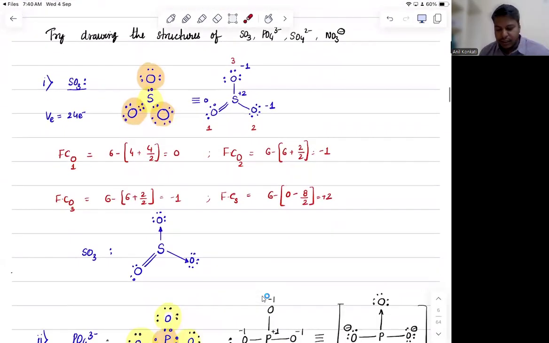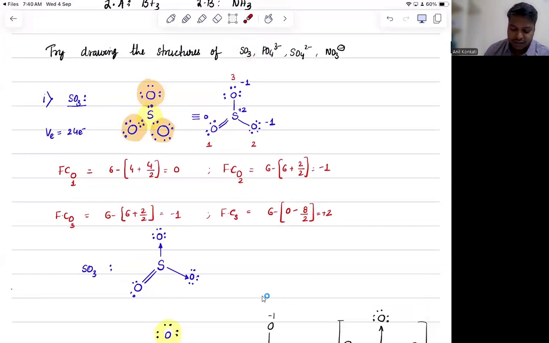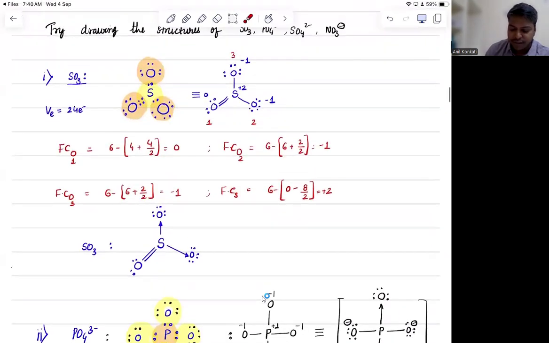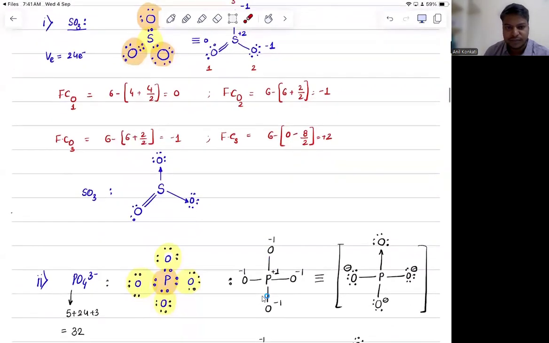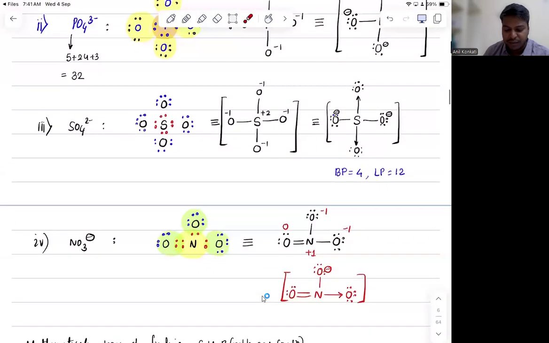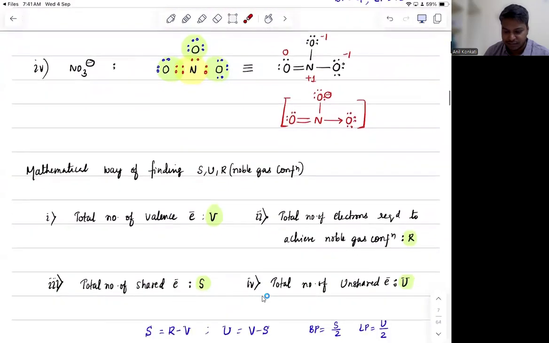Next, writing all the structures, SO3 for example. We will complete the octet. When sulfur is completing its octet, oxygen is completing its octet, and these oxygens are also completing their octet, then you will get this kind of form. So you'll get 1, 2, 3, 4, 5, 6, and here we'll have 8, here we'll have 8. So sulfur will get plus 2 as the formal charge. These two oxygens will get minus 1, this will get 0. This plus 2 and minus 1 can be written as plus 1 minus 1, as one dative bond here and one dative bond here. So SO3 can exist in this particular form with two dative bonds. Same way PO4 3 minus, SO4 2 minus and NO3 minus, we can do that.